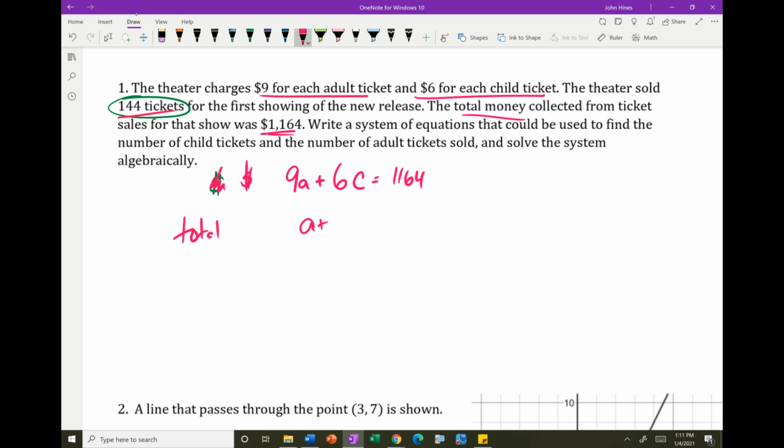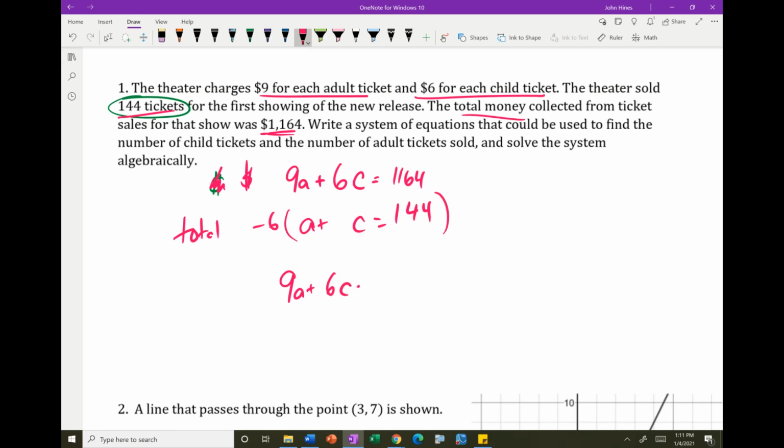The adults and children together have to sell me 144 tickets. Again, that's not money. This is how many people showed up. So I got one dealing with money and one dealing with the total. So I will use a little elimination here to solve this.